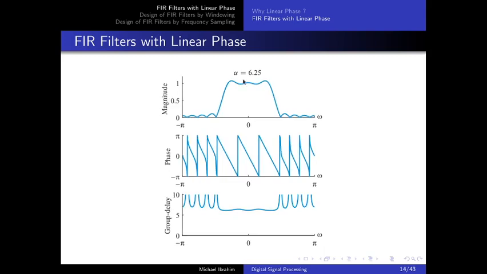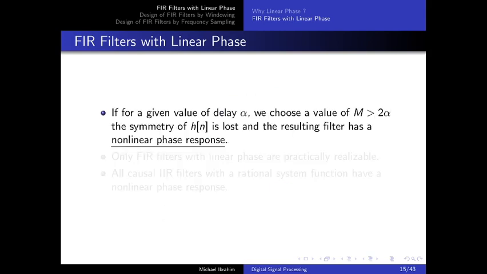But if alpha is 6.25, the slope of the phase is not constant anymore, which means that it's not linear. We have lost the phase linearity. The mathematical derivation of how the linearity is related to the symmetry in the impulse response is out of scope. We will not be doing it.